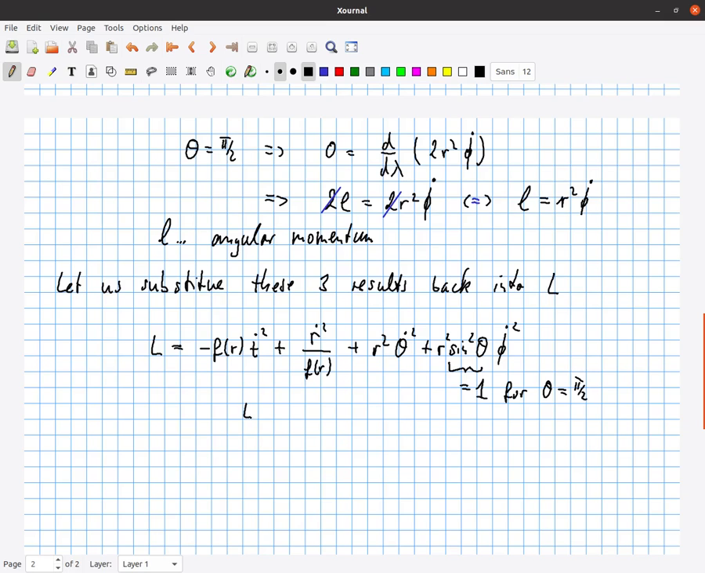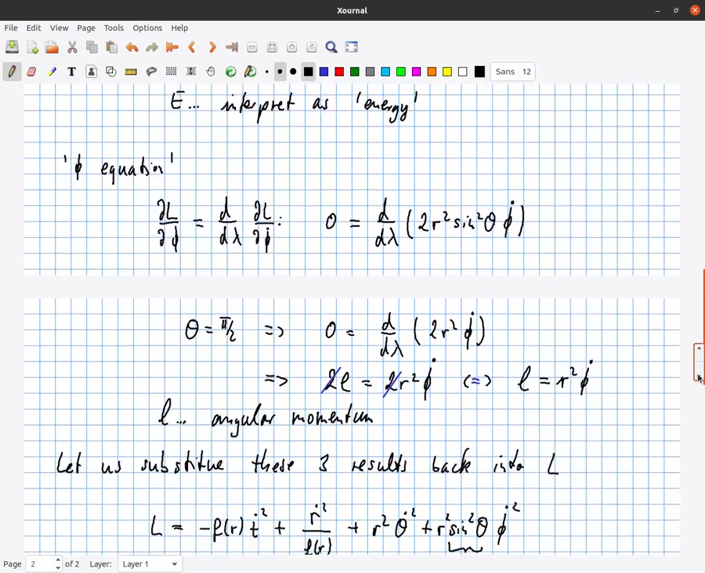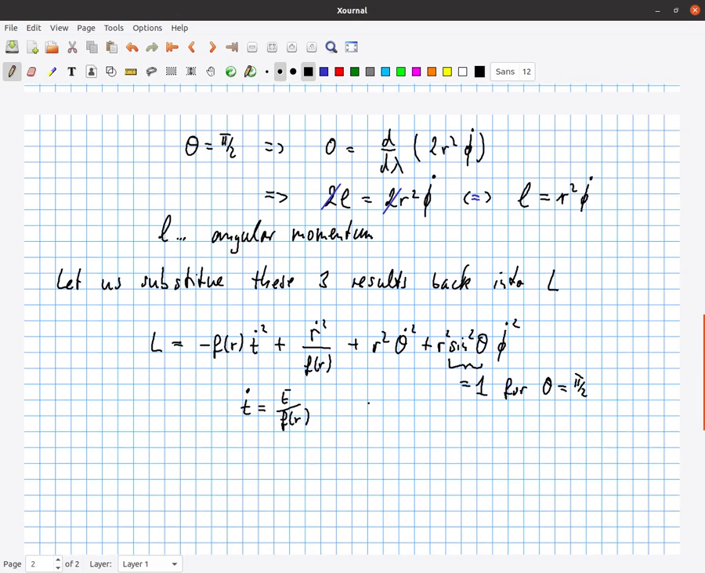Then we had that t was e over f of r, which you see up here. T dot is e over f of r. And here you still see that phi dot is L over r squared. And obviously this here also says that phi dot is 0.